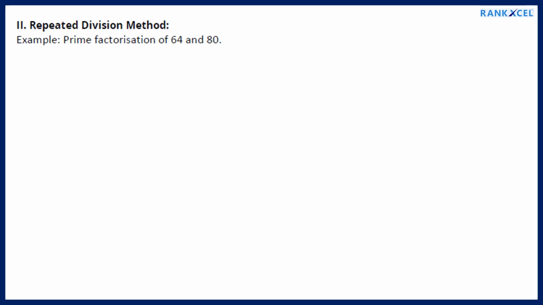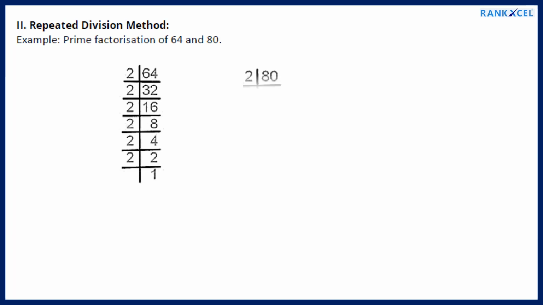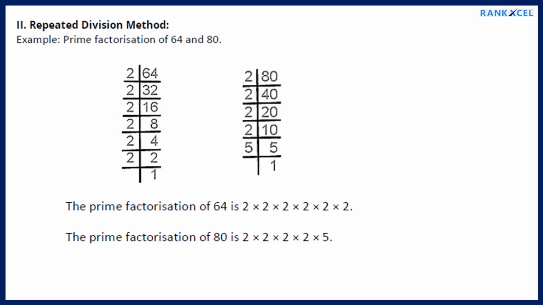2. Repeated division method. Example, prime factorization of 64 and 80. The prime factorization of 64 is 2 times 2 times 2 times 2 times 2 times 2. The prime factorization of 80 is 2 times 2 times 2 times 2 times 5.